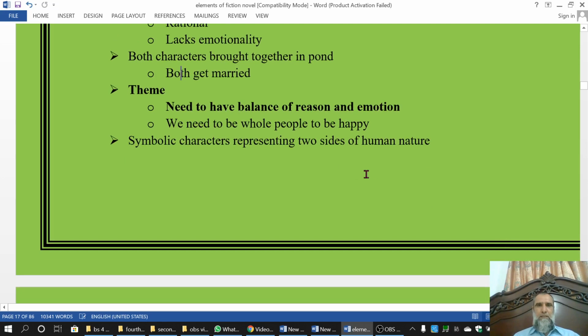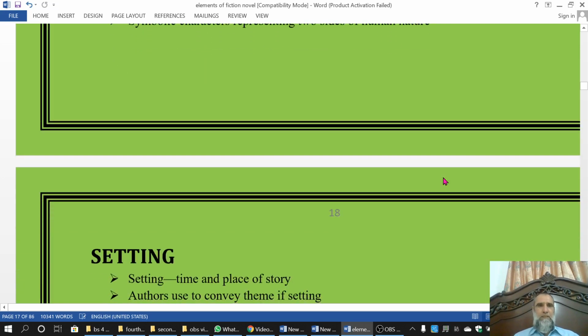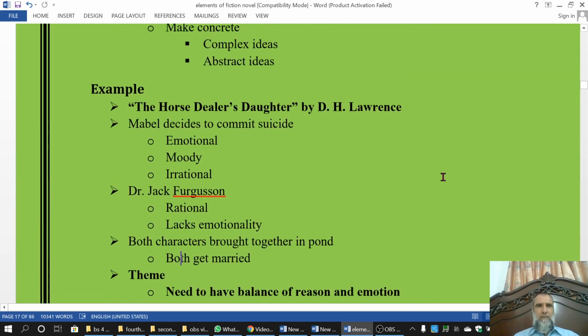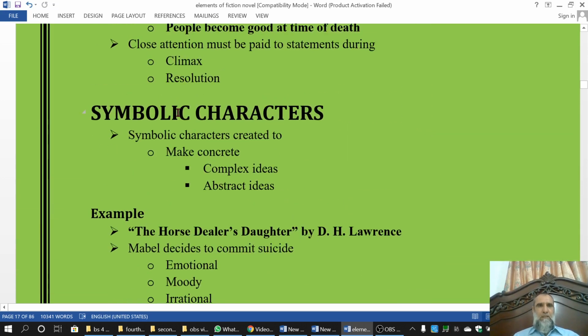So symbolic characters representing two sides of human nature, emotionality and rationality.